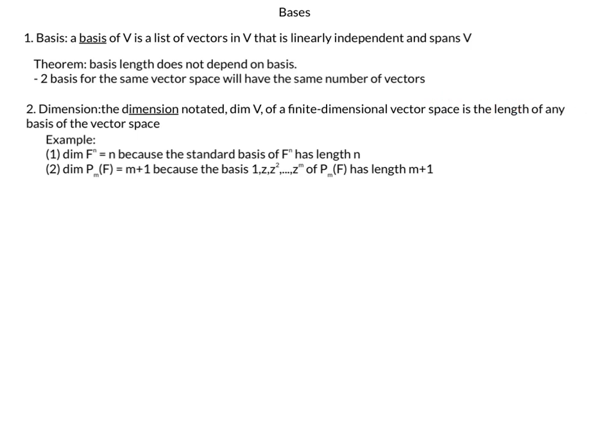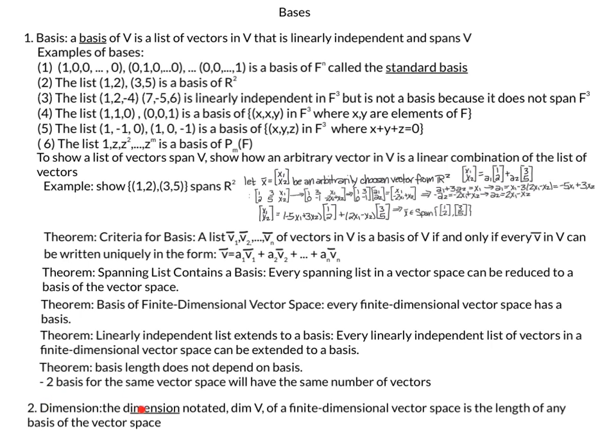That's the number of vectors in a basis. So the dimension of Fn is equal to n, because the standard basis of Fn has length n. The dimension of the polynomials of degree m or less is m plus 1, because there is a standard basis for the polynomial space of degree m or less, and that standard basis is 1, z, z squared, up to z^m, and it has length m plus 1. And that's where we're going to stop. Dimension is where we're going to pick up in our next video.